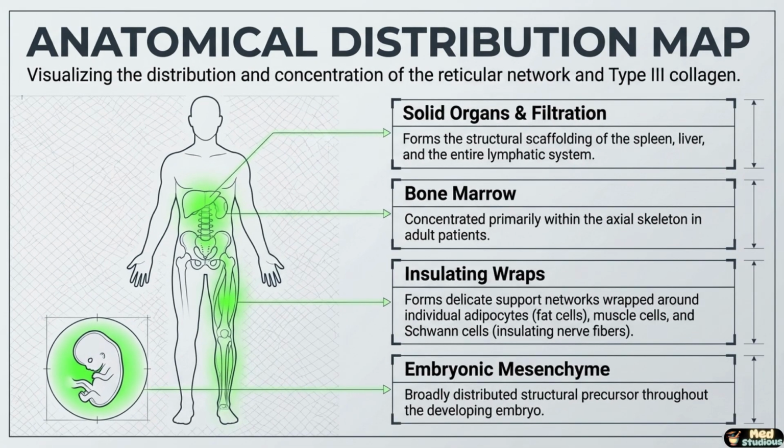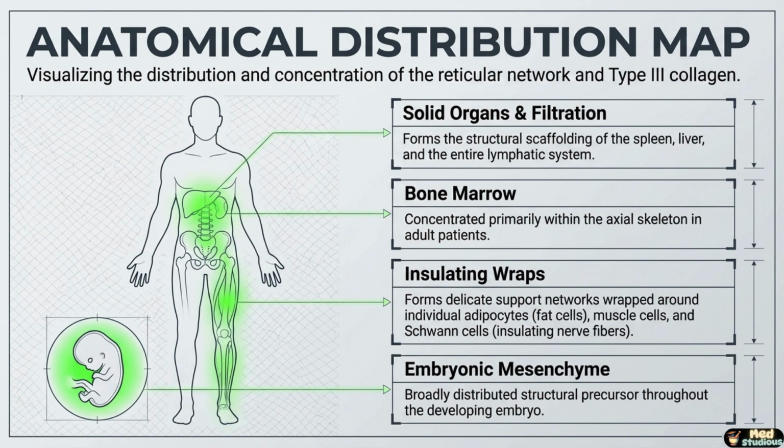So, where exactly does the body deploy this highly specialized scaffolding? If we look at an anatomical distribution map, we see it heavily concentrated in solid organs associated with filtration. Reticular tissue forms the entire structural scaffolding of your spleen, your liver, and every single lymph node in your lymphatic system. Furthermore, it is incredibly abundant deep inside your bones, forming the primary framework of your bone marrow, particularly within the axial skeleton of adults.